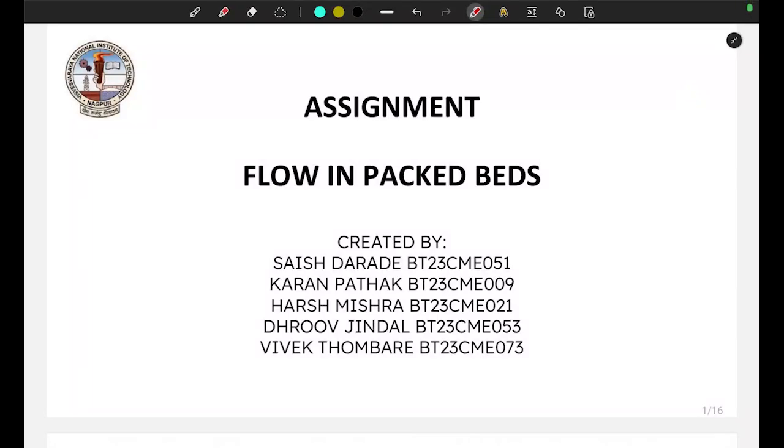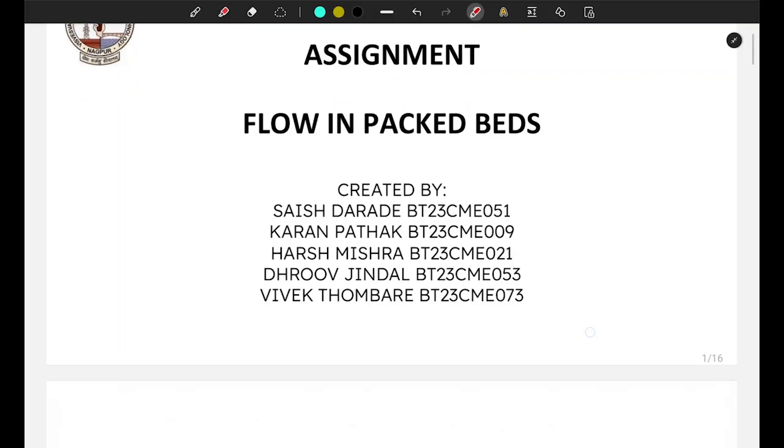Hello, we are group number 10 and today we will be presenting our assignment on flow in packed beds, correlation and calculation. This topic is a key part of transport phenomena because it combines fluid flow, heat transfer and mass transfer in a single system. We will not just see formulas but also understand their physical meaning and applications.